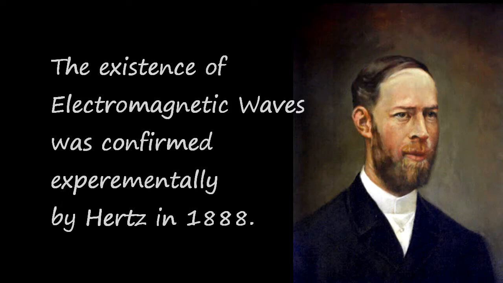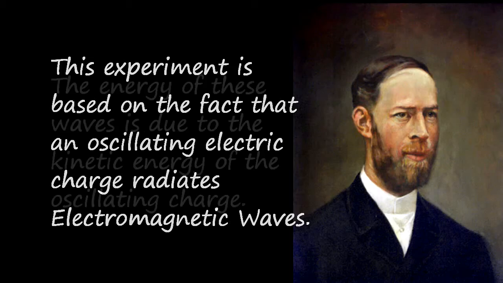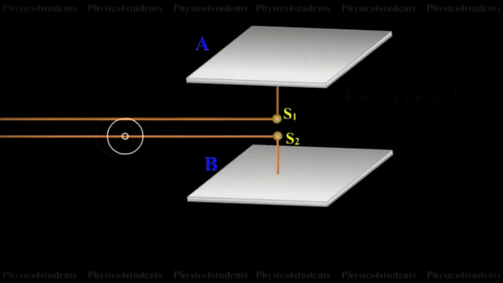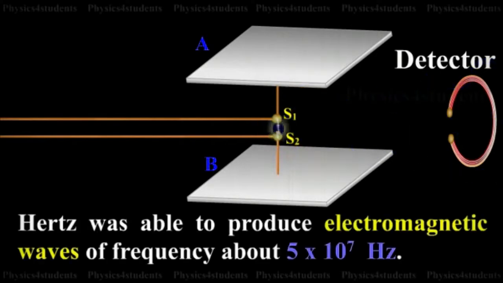Hertz experiment. The existence of electromagnetic waves was confirmed experimentally by Hertz in 1888. This experiment is based on the fact that an oscillating electric charge radiates electromagnetic waves. The energy of these waves is due to the kinetic energy of the oscillating charge. Two polished metal spheres are connected using copper wires. Using a voltage source, a high potential difference is applied at a small gap between the two spheres. Due to the high potential difference at the gap, the air is ionized and provides the path for the discharge of the plate. A spark is produced from both spheres and high frequency electromagnetic waves are radiated.